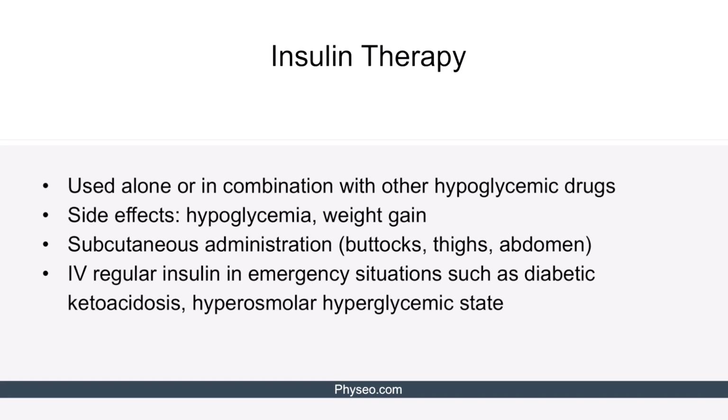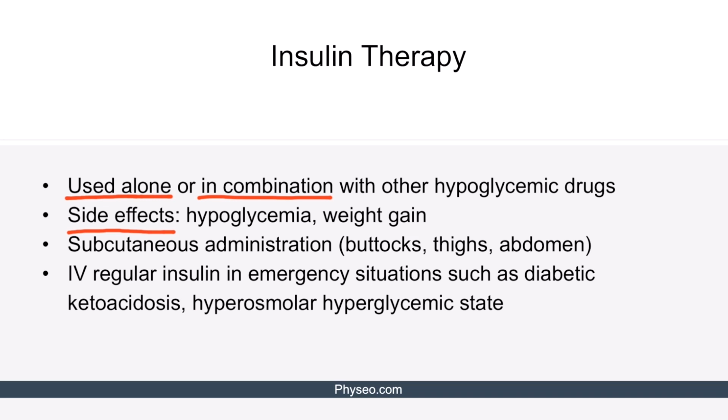Insulin therapy is an essential part of therapy in all type 1 diabetics, at least eventually in type 2 diabetics. And insulin can actually be used alone or in combination with other hypoglycemic drugs. So what are the side effects of insulin therapy? Well, they're fairly intuitive. They can cause hypoglycemia, which makes sense because they take the glucose that's in the serum and put it into the cells.